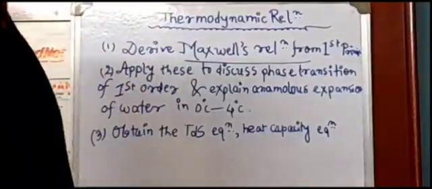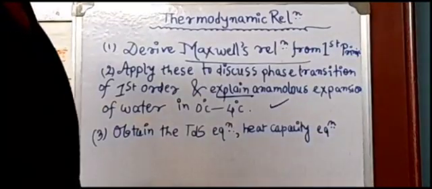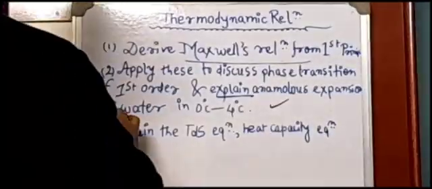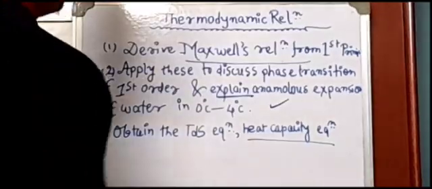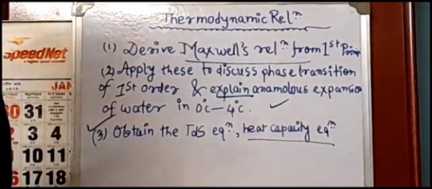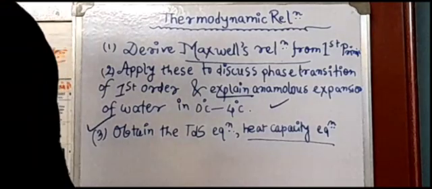We apply this to the discussion of phase transition, and we will explain the anomalous expansion of water in the range 0 degree centigrade to 4 degree centigrade. Then we will explain the TdS equation, and from the TdS equation we get the heat capacity equation. From Maxwell's relation also we get the heat capacity equation. We will explain this term separately in the forward discussion.